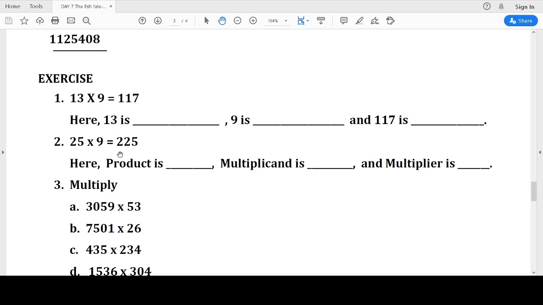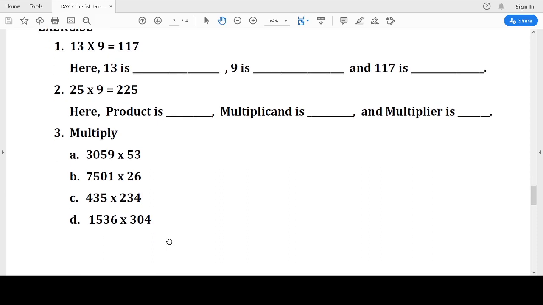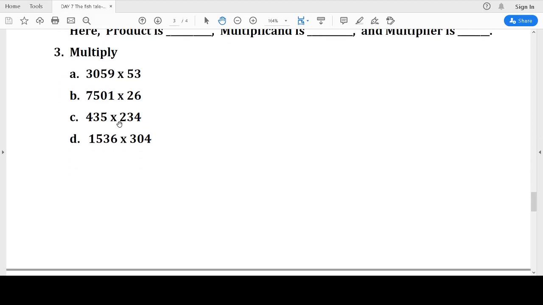Similarly, in this, what is the product? The product is, yes, 225. The multiplicand is the first number, that is 25, and the multiplier is 9. Now, some questions are given for you to multiply and find the answers. Remember, in the multiplier, we split or expand the multiplier and then multiply them in a column-wise way and then add the answers to get the final product.